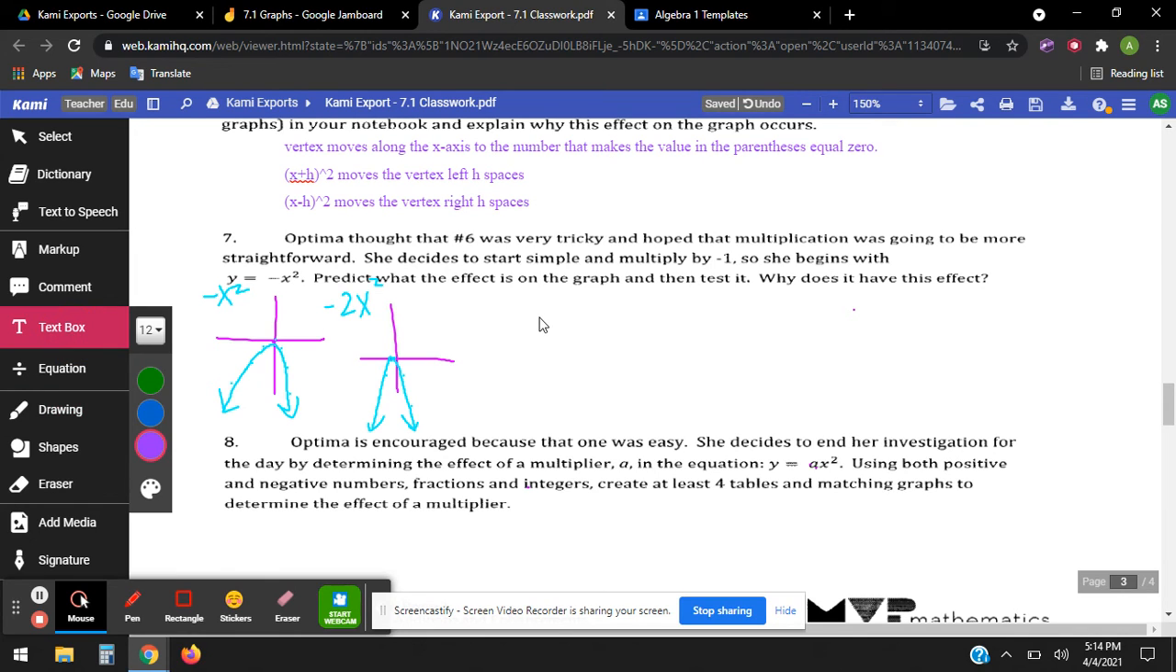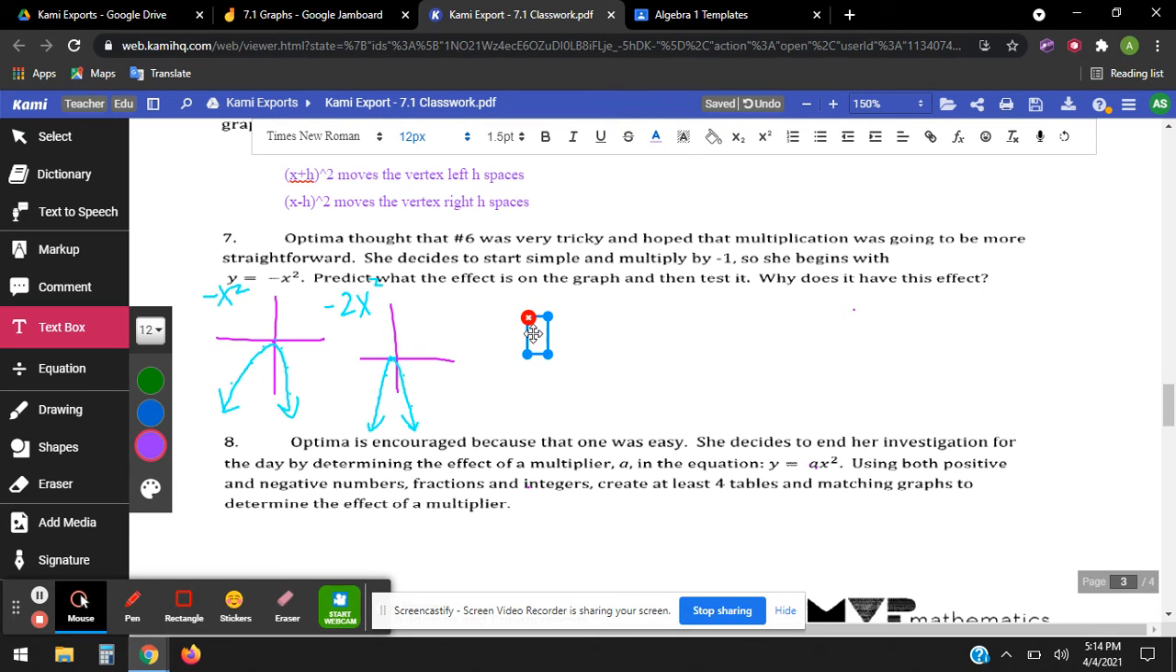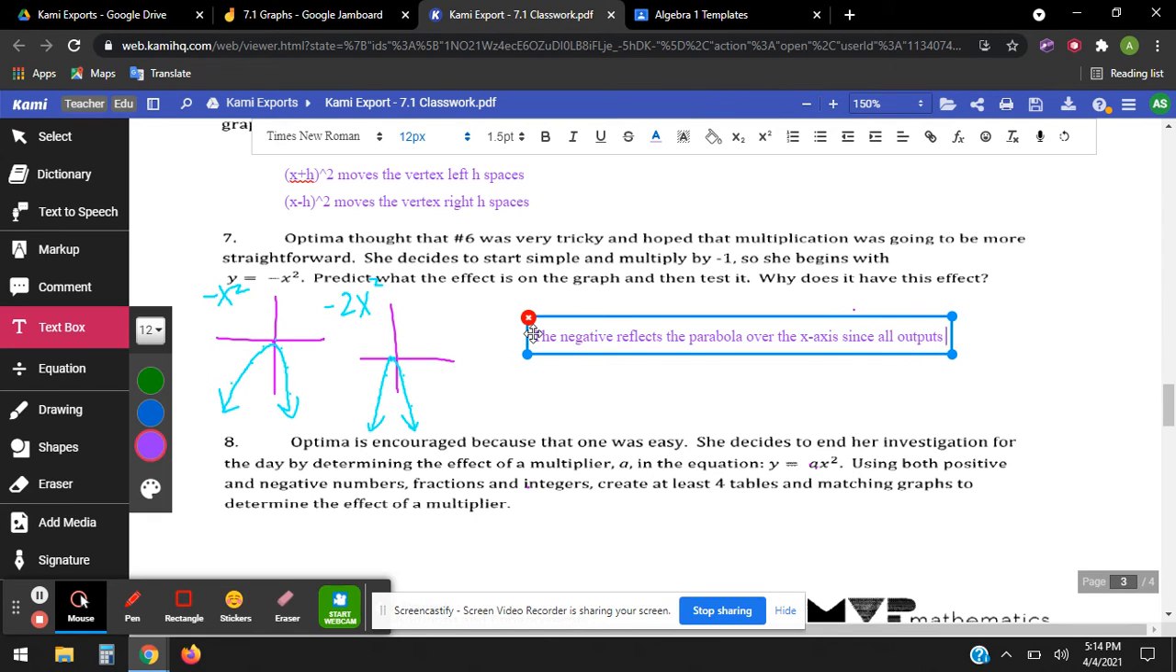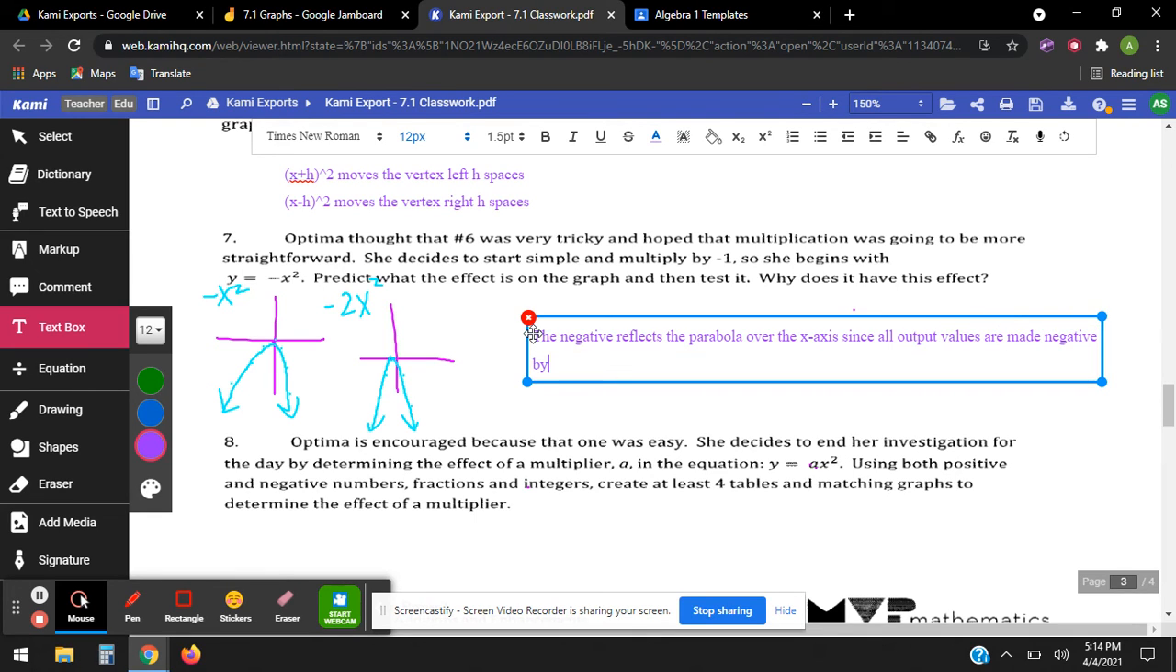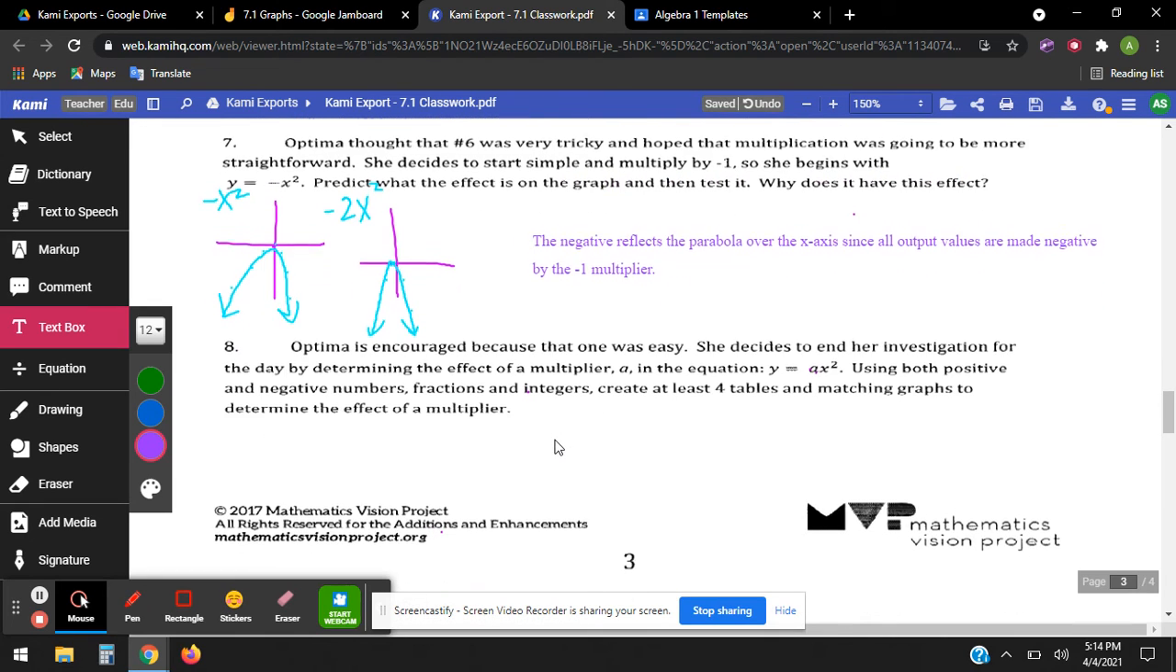So what's happening here is the negative reflects the parabola over the x-axis, since all output values are made negative by the -1. Okay, so that flips it over the x-axis.